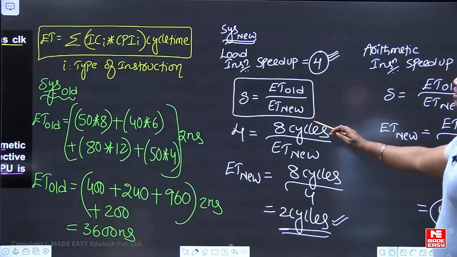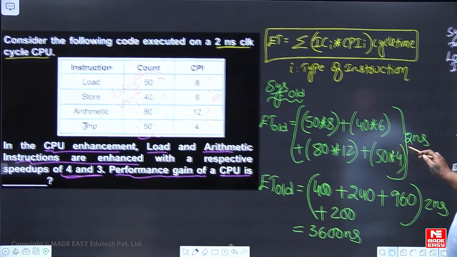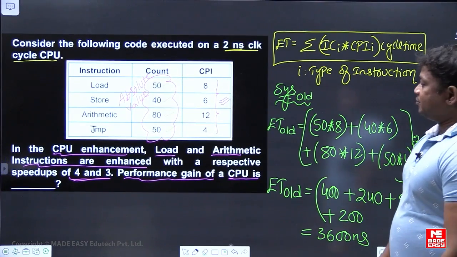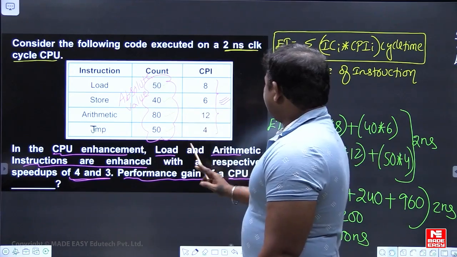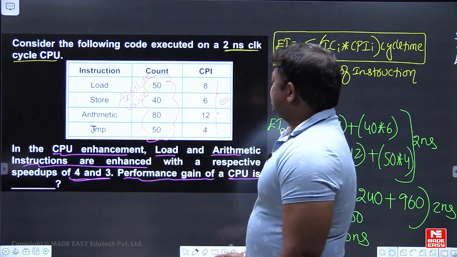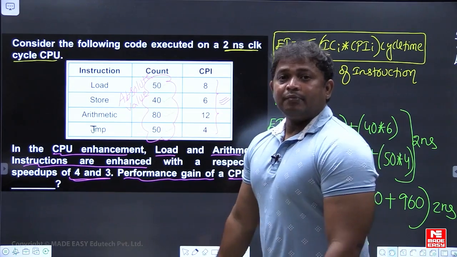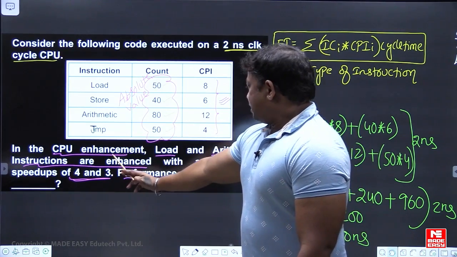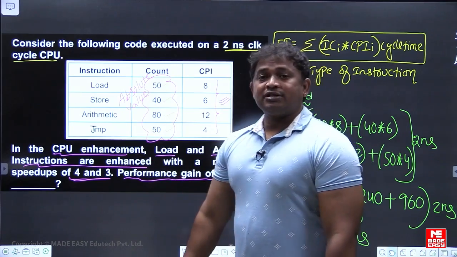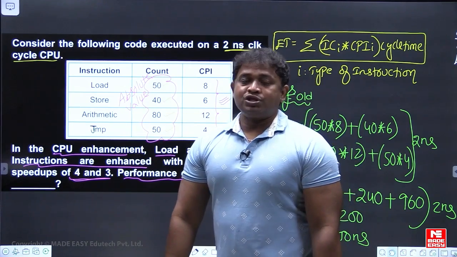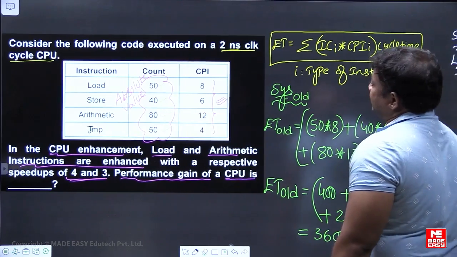Now calculate the execution time. There is no change in the store CPI and no change in the jump CPI. There is a change in the load CPI and arithmetic CPI because, in the CPU enhancement, load instructions and arithmetic instructions are modified. So there is no change in the rest of the instructions. Now calculate the execution time.